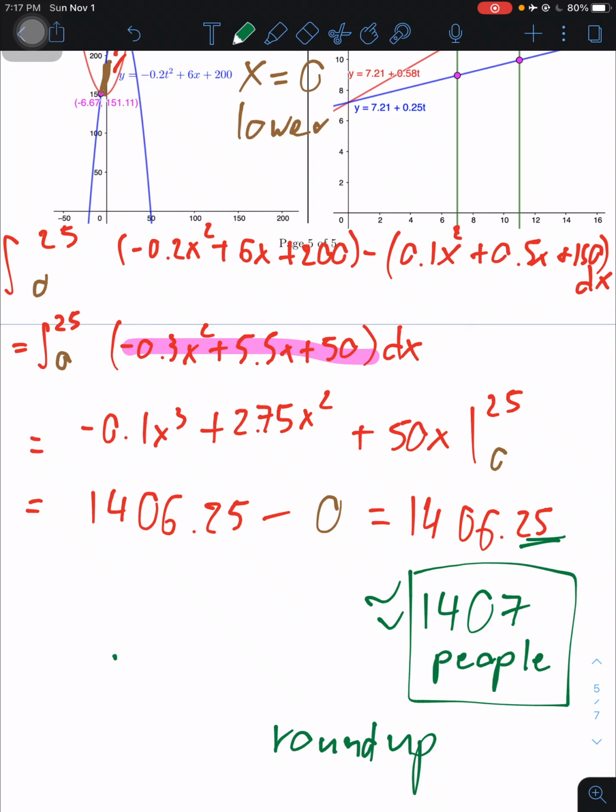Even if you get something like 1406.01, it's still going to be 1407 people. Okay, because we're talking about people in here. So if you have 0.1 people, it's still going to be one count. Okay, so make sure you don't round it down. Don't round it the regular way that we round it. It always has to be rounded up.